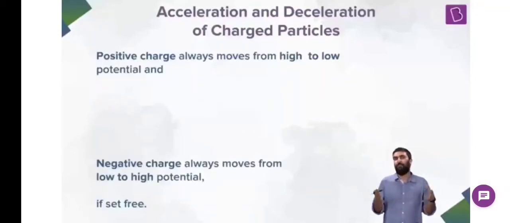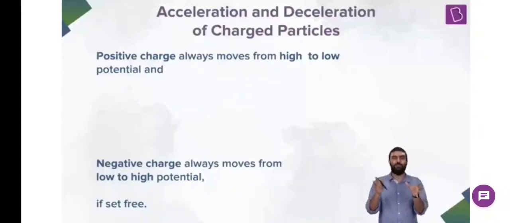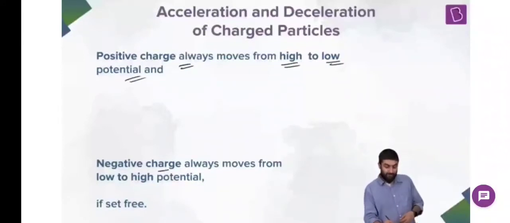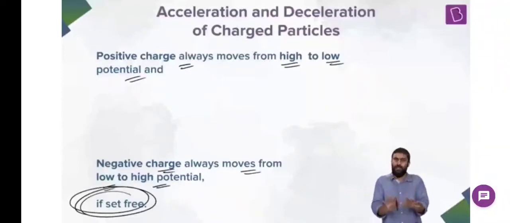Right, so what are we doing right now? Photoelectric, we have divided into three parts. The first part we have studied till now, where we studied about the radiation, the metal, the work function, the kinetic energy of the emitted electron. Second part is essentially playing with the voltages. The third part is talking about the current. Okay. So positive charges always move from a high to a low potential. Let's talk about that. And negative charges always move from a low to a high potential, if set free being the key word.